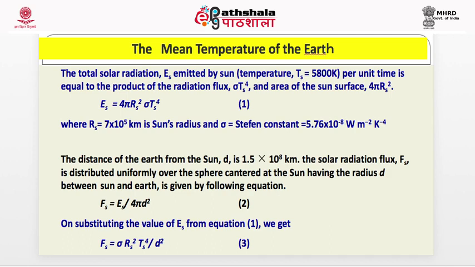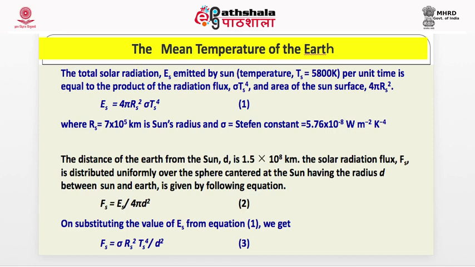The distance of the Earth from the sun is 1.5 into 10 to the power 8 kilometers. You can remember this, how big. The solar radiation flux Fs is distributed uniformly over the sphere, centered at the sun, having the radius d between sun and Earth. Here is the sun, here is the Earth. This is the distance d between Earth and sun. Now draw a sphere of this radius. It is given by the following equation.